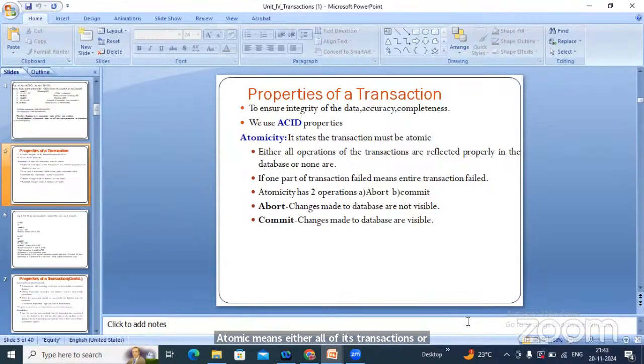So we call it the all or nothing rule. If while doing a transaction there is a failure, if one side of the transaction fails, what will happen? The entire transaction is going to fail. So this may lead to a data inconsistent state. Here atomicity has two operations: one is abort and the second is commit.